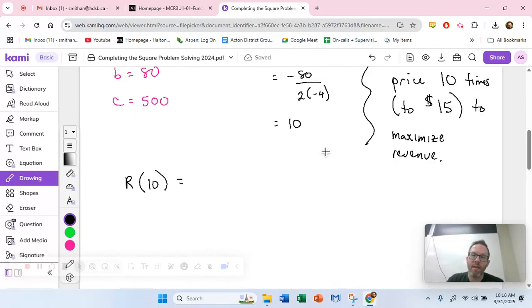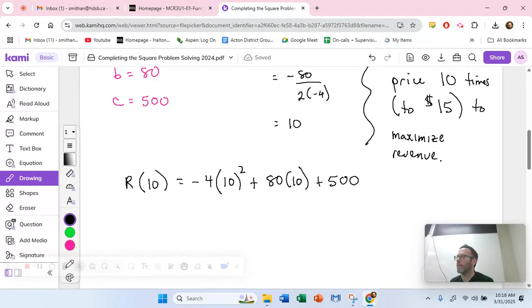I'm going to use my expanded revenue function. You could use the original factored one. That would work fine as well. Can we do the mental math here? That's minus 400 plus 1,300. I think that's 900. That would be her maximum revenue.